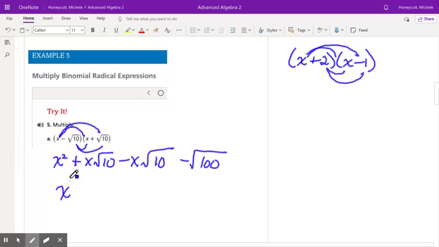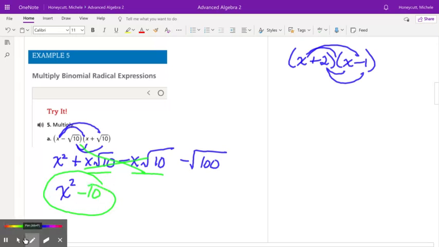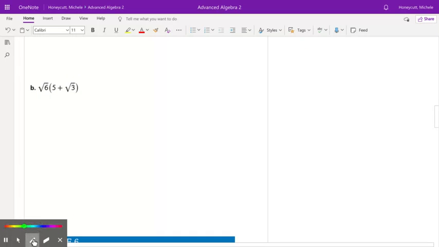So x squared. Ooh, what's happened here? Positive x square root of 10, negative x square root of 10. They have like radicals. And a positive x plus a negative x is 0, so those cancel out. And the square root of 100 is 10. So x squared minus 10. And for the second one, we will distribute just like you normally would with an x problem.